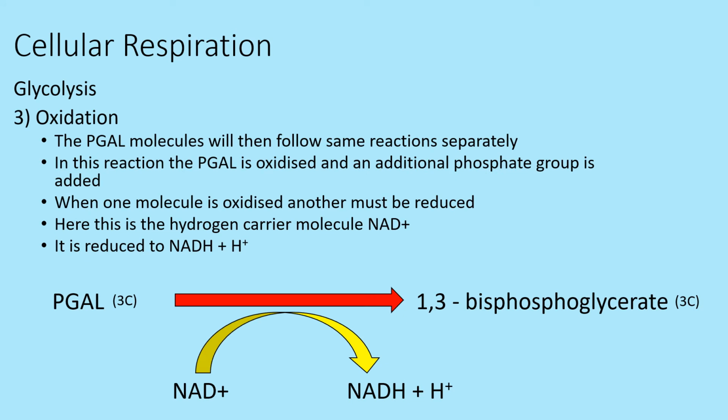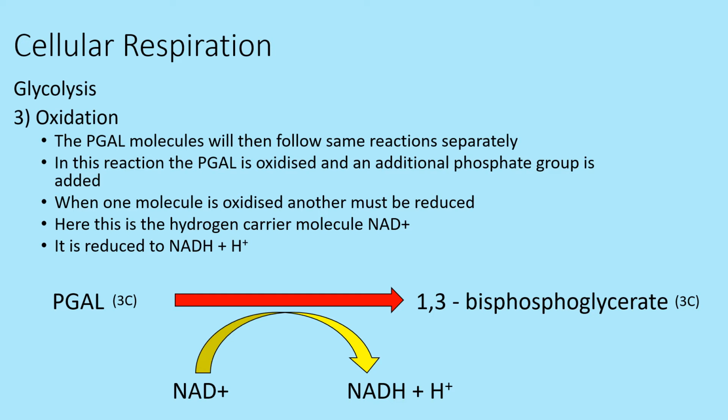Then we go on to oxidation. Now both PGAL molecules will be oxidized separately. So from this point we're just going to follow one PGAL, but assume that everything happens to both PGALs equally. So again, prior to oxidation, we're going to need to add an additional phosphate group. Where this phosphate group comes from, we're not going to worry about that detail.